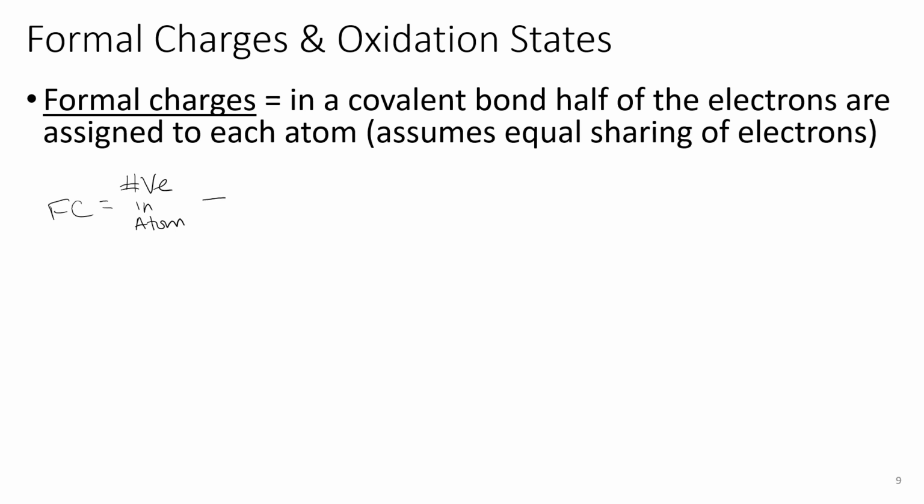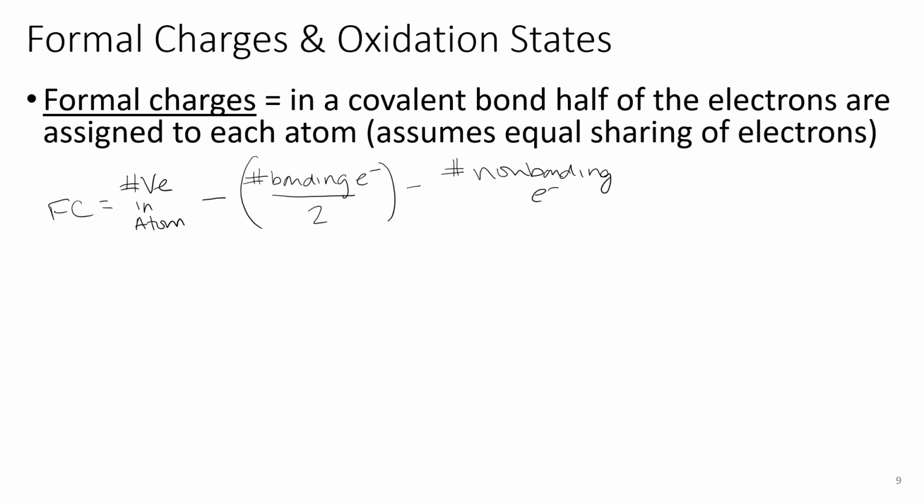From that, I'm going to subtract the number of bonding electrons. And I'm going to divide it by 2. So remember, within the bonding electrons, we have 2 of them, and we're going to split them equally. Half are going to be assigned to each atom, which is why we're dividing the number of bonding electrons by 2. And then from that, we're also going to subtract the number of non-bonding electrons. And remember, these are going to be the lone pairs that we have. So this is how you will calculate the formal charge, and you're going to calculate the formal charge for each atom within the molecule.